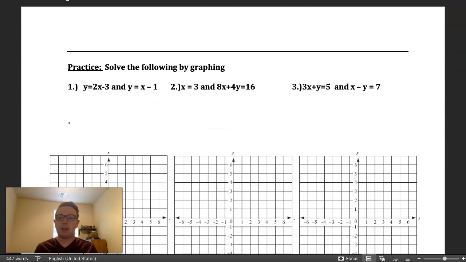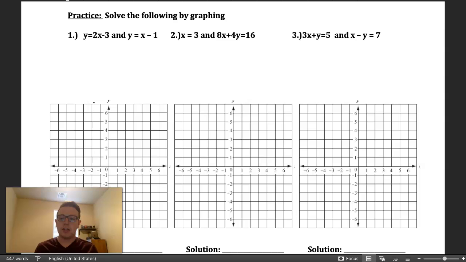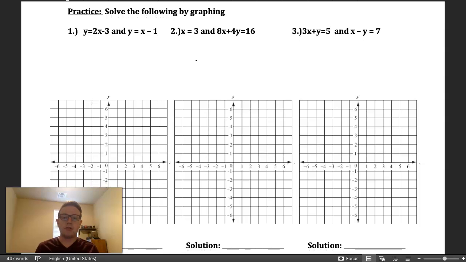I will leave problem 1 for you all to do on your own. It's pretty simple. But problem 2 is going to be a little harder. Why is that? We have something that is not in slope-intercept form here. So let's go ahead and change this into slope-intercept form.